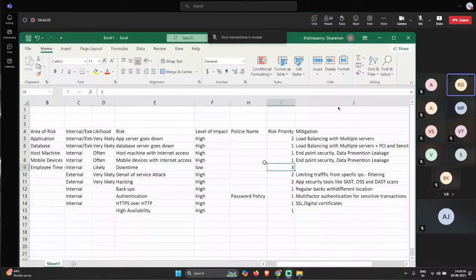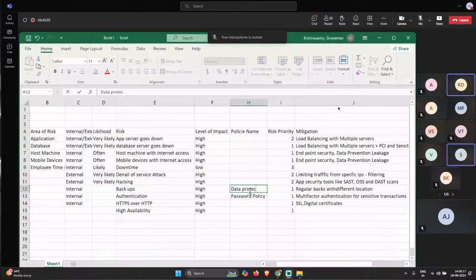Now let's go to the next one. Load balancing is different from backup. Wherever you have backup, put it as backup. For backup, you need to have a data protection policy or backup policy, whatever way you call it. If it's all backup, then you can put it as backup policy, because you need to write all policies. If you are saying you have a risk, then whether you are going to change the policy, whether you are going to enhance the policy.